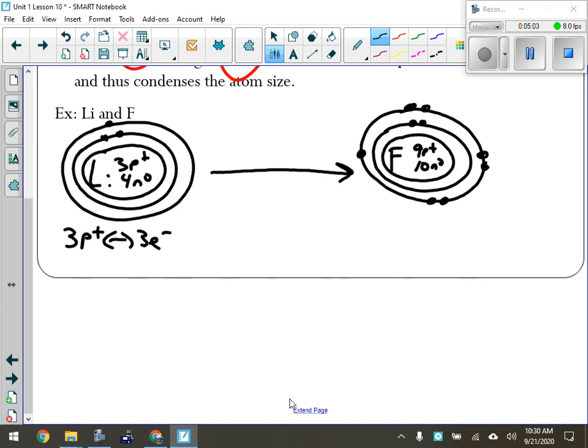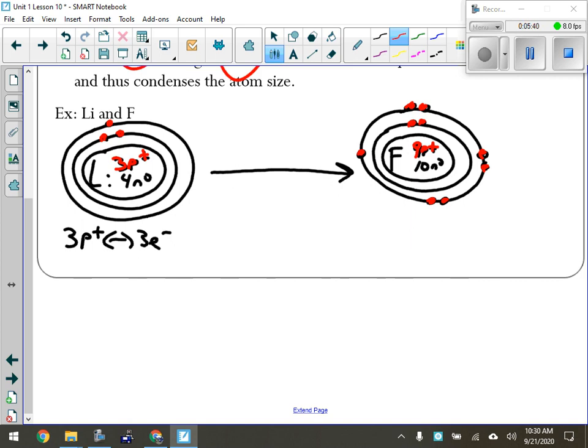All right? But these 3 protons right here, of course, have to attract these 3 electrons. And it does that pretty well, but there's only 3 positives, 3 negatives. When we go over to fluorine, you'll notice we have the exact same number of energy levels, don't we? First energy level, second energy level. Now we have 9 positives, and they attract these 9 electrons, yes? Okay, so because of that, there's 9 positives attracting 9 negatives.